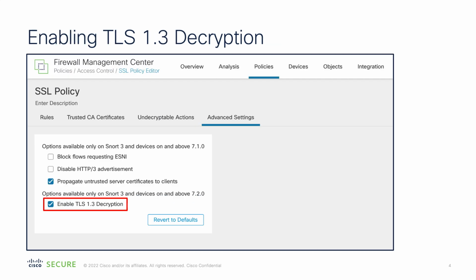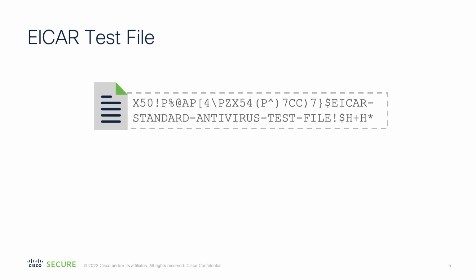The software changes that added TLS 1.3 support were done to both Lina and Snort, and are transparent from the user interface perspective. The only configuration you need for TLS 1.3 support is to enable it in the advanced settings in the SSL decryption policy.